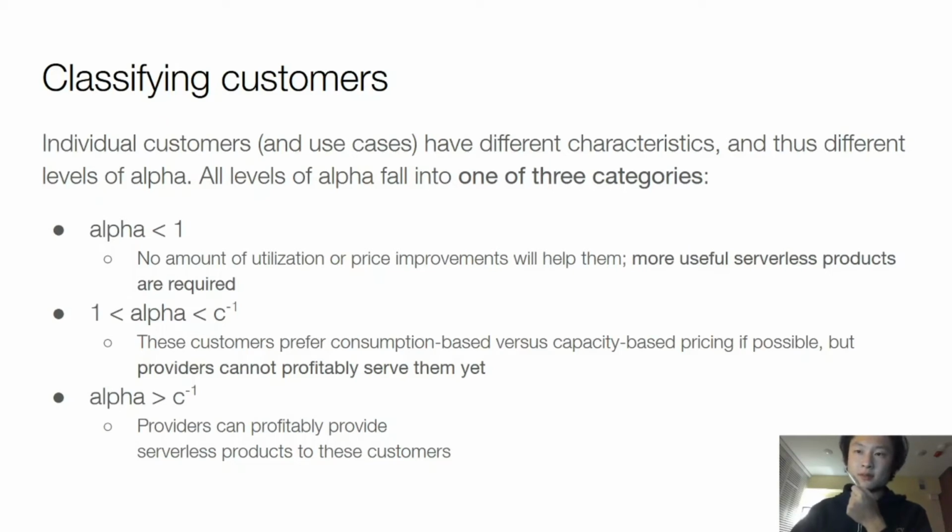Then a customer can have alpha between 1 and C inverse. These customers prefer consumption-based versus capacity-based pricing if possible, but providers cannot yet profitably serve these customers. Finally, we have customers who have alpha values above C inverse, which means that providers are able to profitably provide serverless products to these customers. And if their alpha values are above the price ratio, then rationally they are already using serverless products.